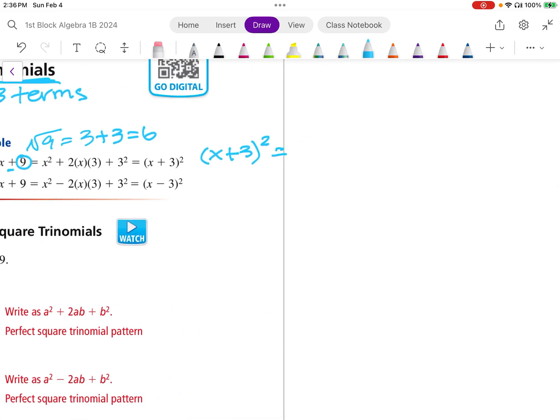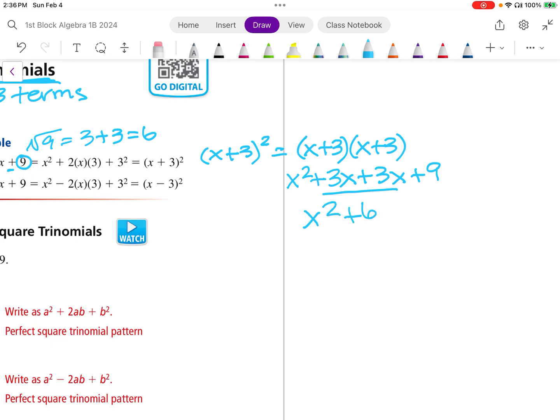So basically what we're looking at here, we can check this answer. If we have x plus 3 and we're squaring it, that means x plus 3 times x plus 3. X times x is x squared. X times 3 is 3x. 3 times x is 3x. 3 times 3 is 9. We combine like terms, and we get what we started with.